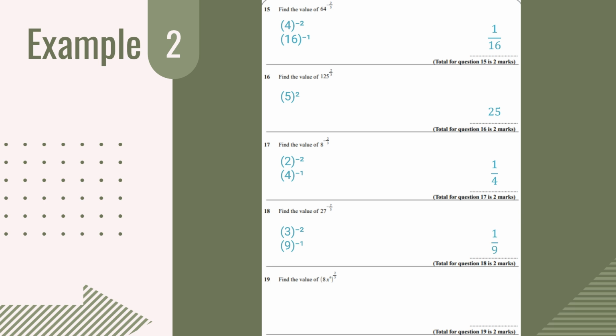Then our final question, find the value of (8x to the power of 6) in a bracket to the power of 2 over 3. Now, here we still use our power rules and cube root the whole thing first. So we get 2x, which is squared, in the bracket, which is squared.